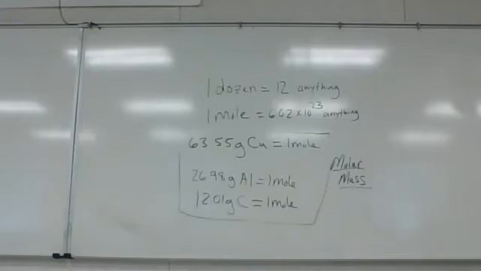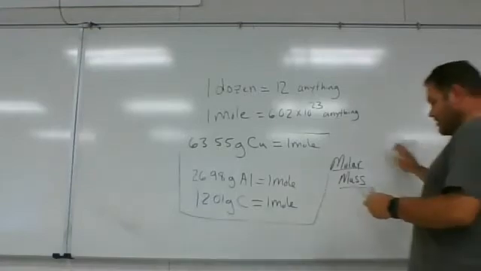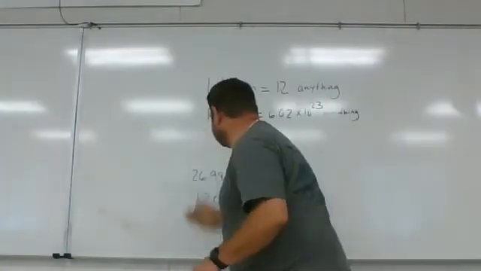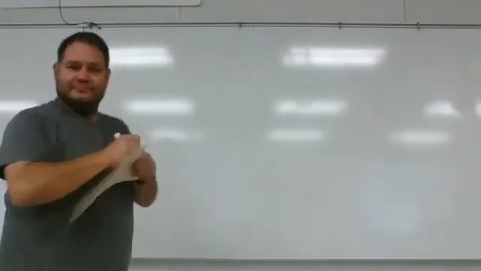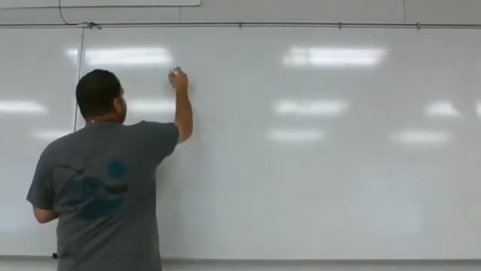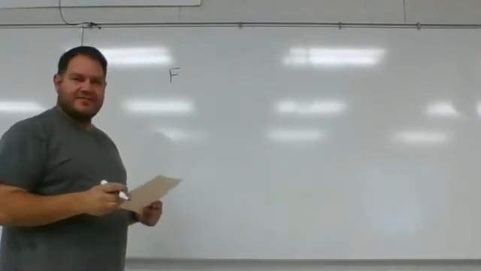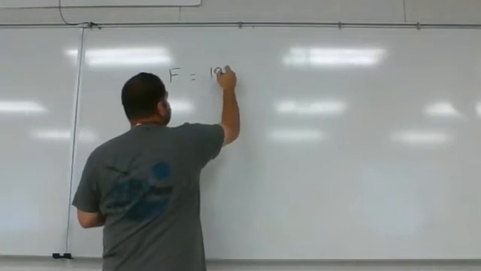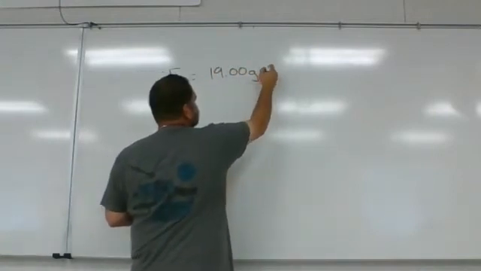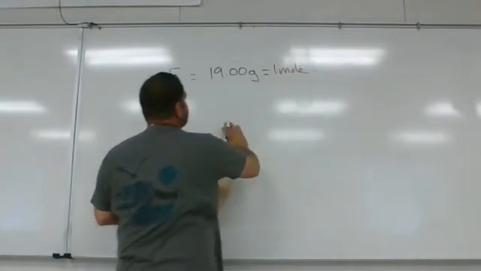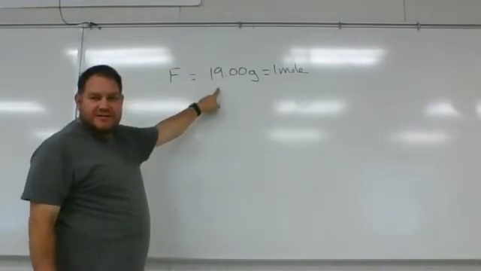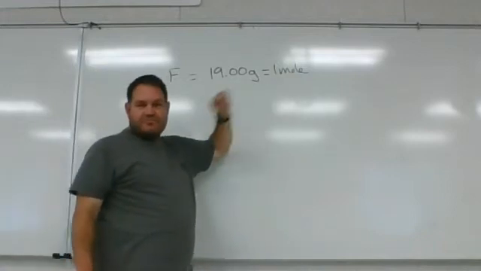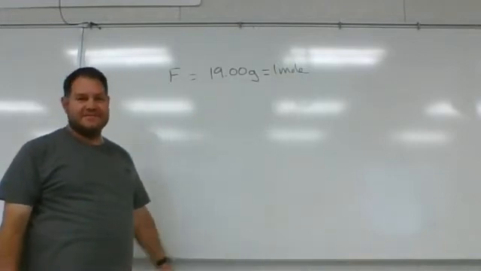Let's look at our periodic table, and everyone, let's find fluorine. I'm gonna erase all of that. All right. Fluorine. I found it. What is the molar mass of fluorine? It should be 19.00 grams is equal to 1 mole. So if I take a bottle of fluorine and I weigh out 19 grams of fluorine, I will get 1 mole. That's it. It's simple.